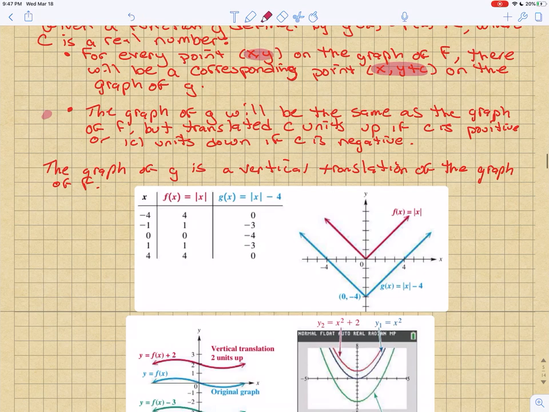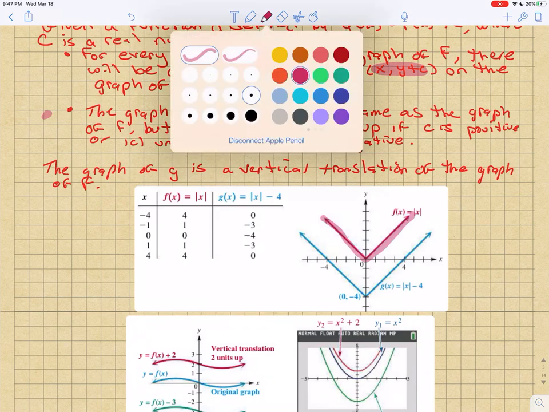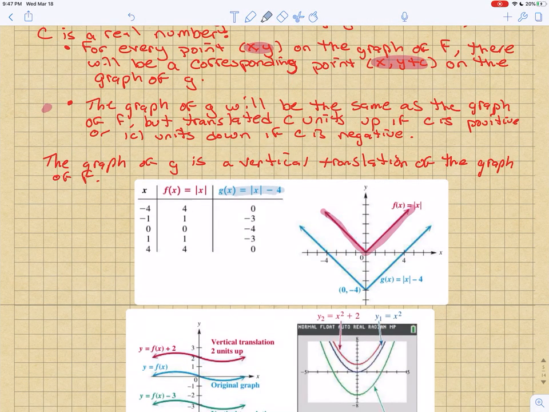The graph of g is a vertical translation, so again, here is my parent graph, f of x equals the absolute value of x. If we want to look at g of x is equal to the absolute value of x subtract 4, then all my y values are down 4 units from where they were. Well, if this was 0, it's negative 4. This would have been 4, that's why it's 0. This one would have been 4, that's why it's 0. So it's a translation of 4 units. It moves all the y values 4 lower. So I could subtract 4 from the y values.